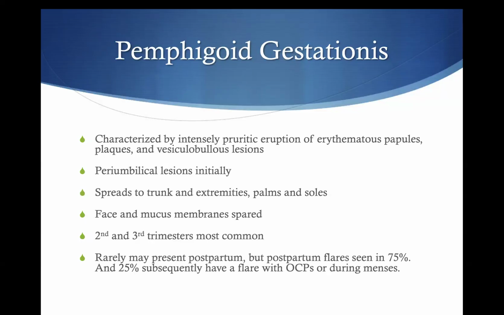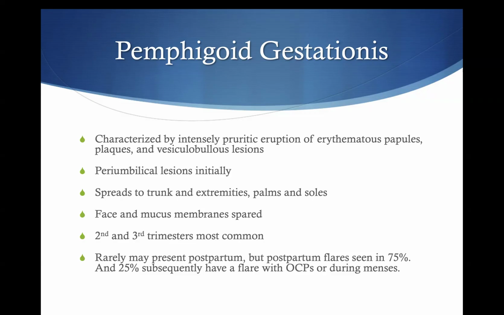The rash is characterized by intensely pruritic, itchy eruptions of red papules, plaques, and vesiculobullous lesions, so blisters, blebs. It typically starts around the umbilicus and then spreads out to the trunk and extremities, and can involve the palms and the soles of the feet. Interestingly, the face and mucous membranes are spared. And again, the second and third trimesters are the most common time for presentation, rarely may present postpartum.